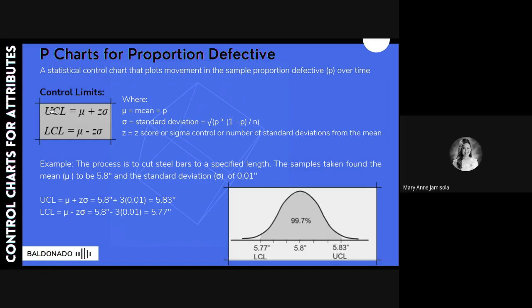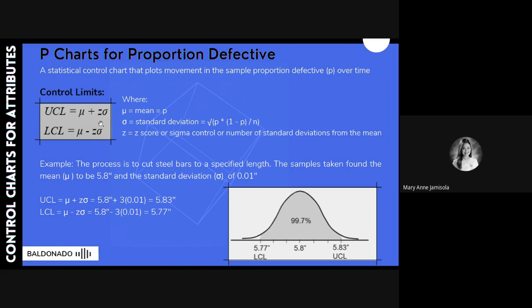So the upper control limit is equal to mu. This symbol is representative of the mean or average, or P. So we can actually replace this symbol with a P, plus Z. Remember in your study of statistics, you have encountered the Z score, right? And then multiplied by the standard deviation or sigma. And then the lower control limit is the mean minus the Z score times the standard deviation.